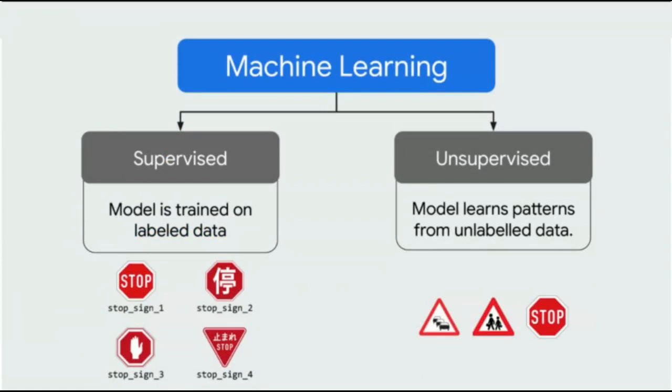Machine learning is of three types. Here I'm showing two. The third type will be shown on the next slide. Basically, it's three types: supervised learning, unsupervised learning, and semi-supervised learning. In supervised learning, the model is trained on labeled data. Now, what is labeled data? Let's talk about labeled data.